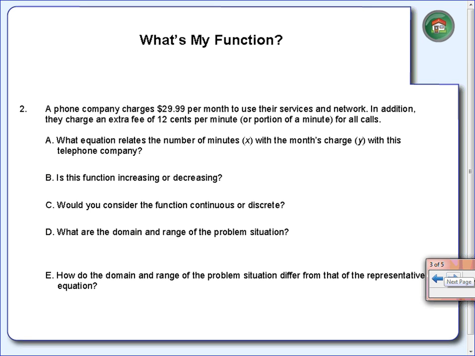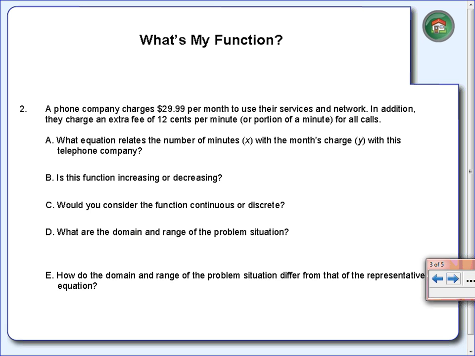Here it says that a phone company is charging $29.99 per month to use their service and network. In addition, they charge an extra 12 cents per minute, or a portion of a minute, for a call. The first thing we're going to do is write an equation that relates the number of minutes. We're going to use x to represent the number of minutes with the month charge, and we're going to use y to represent the month charge with the telephone company.